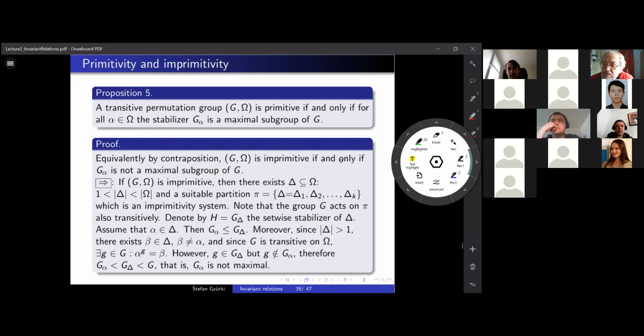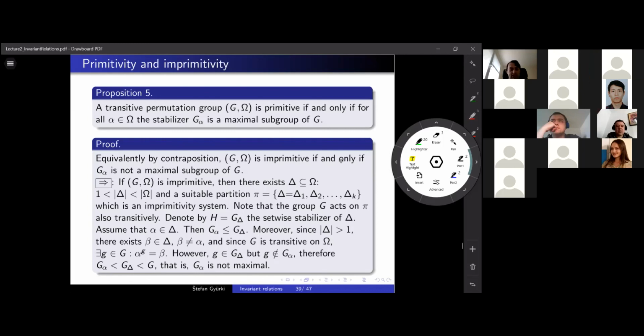So the setwise stabilizer is clearly an overgroup of the stabilizer of alpha, and since delta contains at least 2 elements, then there exists another element beta different from alpha, and since G is transitive, then I have such an element in the group G that sends alpha to beta.